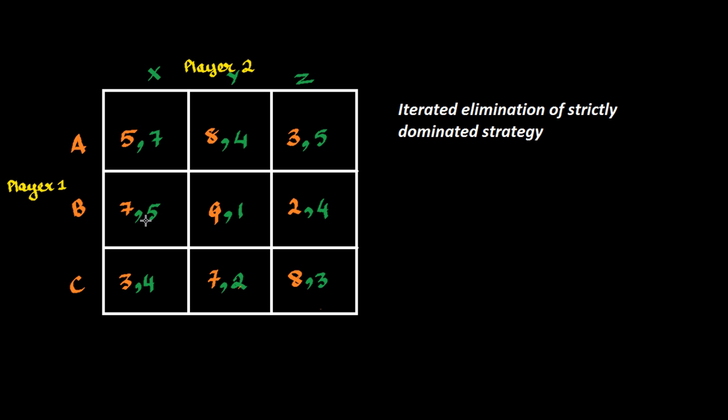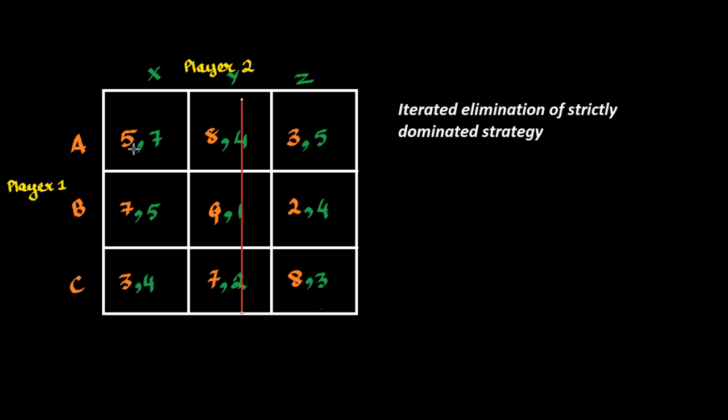Let us look for player 2 now. Let us compare X to Y. In this case, X is better than Y. In this case, X is better than Y. And even in this case, X is better than Y. So you are able to find a strictly dominant strategy. So X is a strictly dominant strategy as compared to Y, or Y is a strictly dominated strategy. Player 2 will never play a strictly dominated strategy. That is Y. So Y has gone off.